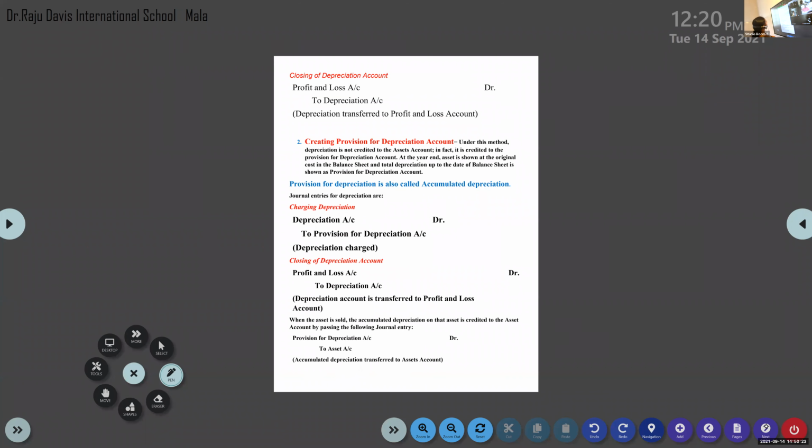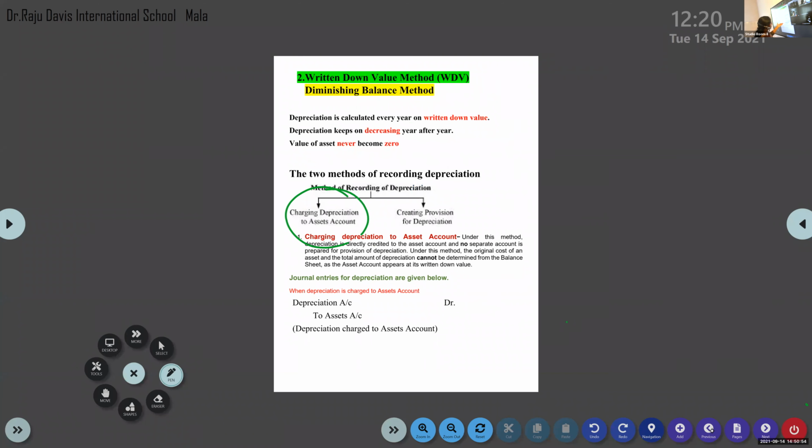Now, closing of depreciation account. This depreciation account should be closed. How will we close it? To close the depreciation account, we will post it to profit and loss account. I told you, as it is an expense, we will show it in the profit and loss account. These are the two journal entries related to the first method, that is charging depreciation to asset account.